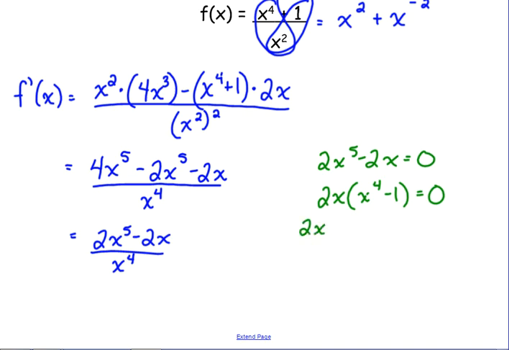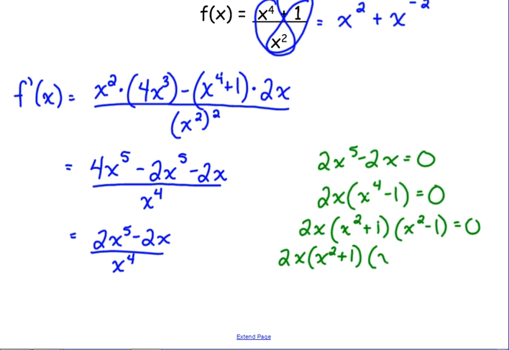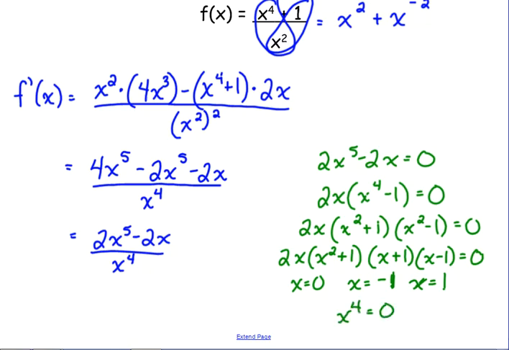So we've got 2x, and that'll factor further. X squared plus 1, x squared minus 1. It's the difference of perfect squares. It will factor just a little bit more. Okay, x squared plus 1 is not factorable. X squared minus 1 is. X plus 1 times x minus 1. So that says that we have critical numbers at x equals 0. I just ignored the 2 part. X squared plus 1 is never going to equal 0. And then we've got negative 1 and positive 1. And then if we set the denominator equal to 0, we end up with the x equals 0 part again.